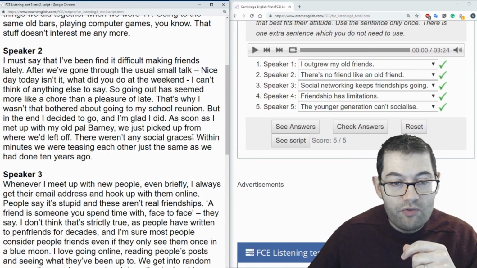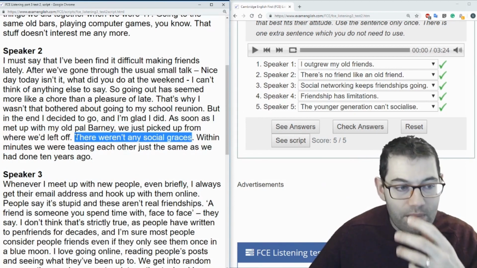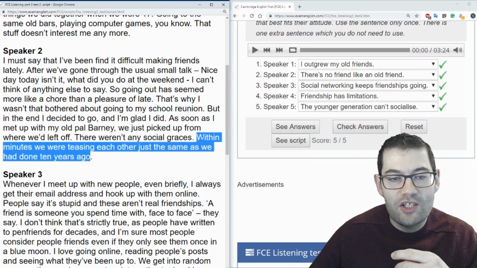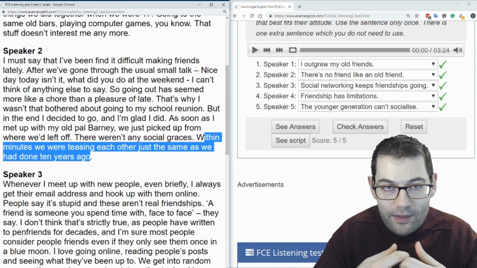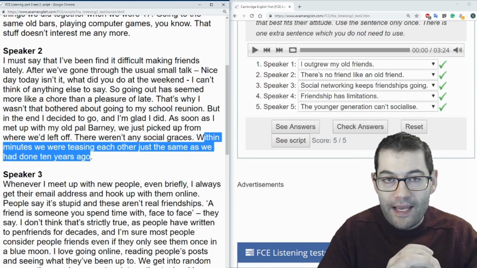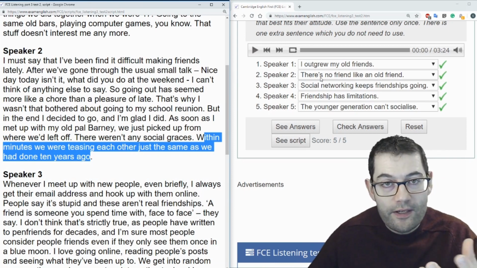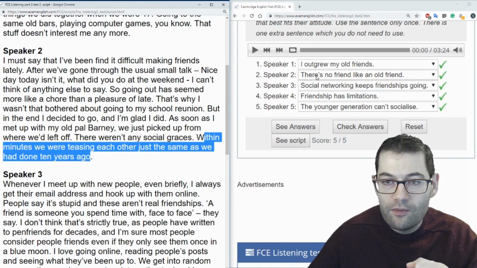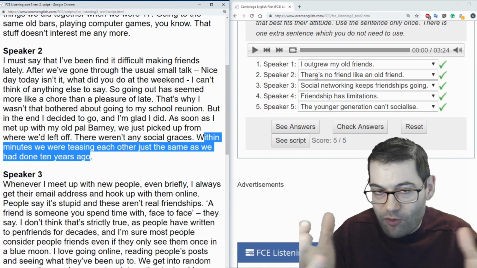There weren't any social graces. In other words, we didn't have to go through the normal rules of etiquette with meeting people. "Within minutes, we were teasing each other just the same as we'd done 10 years ago." So we act now as we did back then. And that's why the answer is there's no friend like an old friend. In other words, your old friends are your best friends and they will remain your best friends.